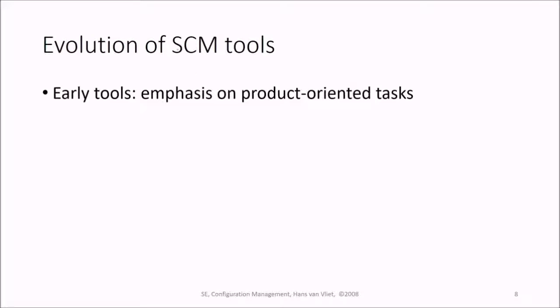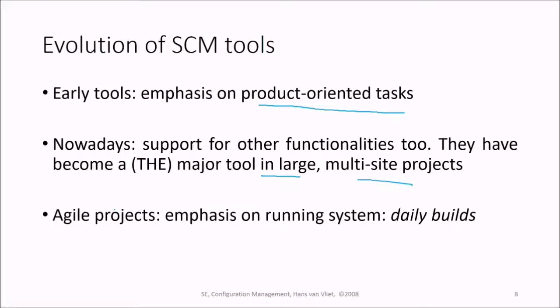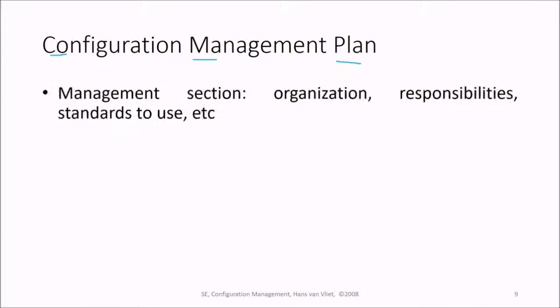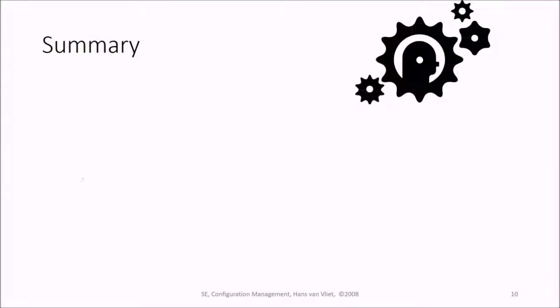Evolution of SCM tools. In earlier tools, the emphasis was on product oriented tasks. Nowadays, support for other functionalities is also there, so they have become the major tool in large multi-site projects. In agile projects, the emphasis is on the running system and daily builds. Then for configuration, we have a configuration management plan also, CMP. The management section will have organization, responsibilities, and standards to use. The activity section will cover the identification of the items, keeping the status, and handling the CRs, that is the change requests.